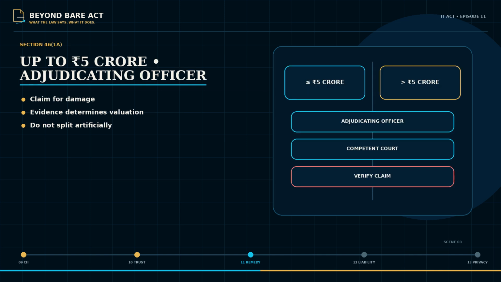Section 46(1A) draws a monetary boundary. The adjudicating officer exercises jurisdiction in matters where the claim for damage does not exceed 5 crore rupees. The competent court has jurisdiction where the claim exceeds 5 crore rupees. The Jan Vishwas amendment removed the words "injury or" from this subsection, so current consolidated text should be used.